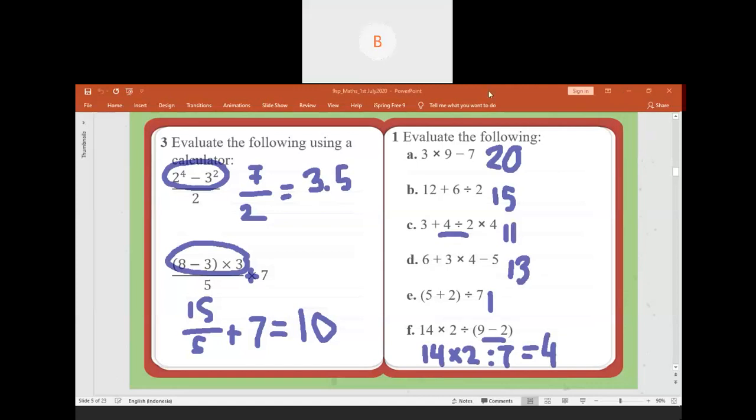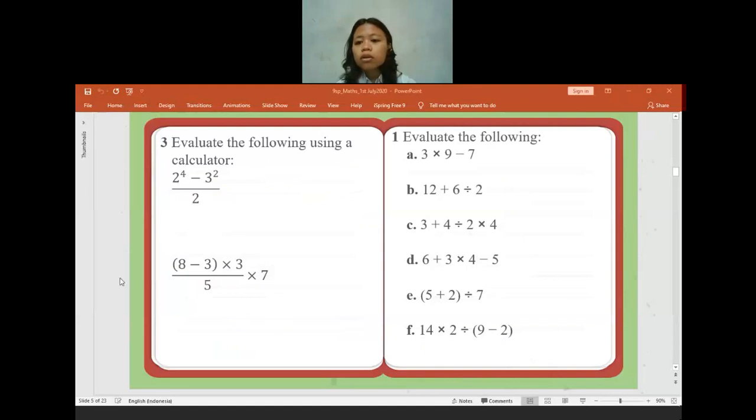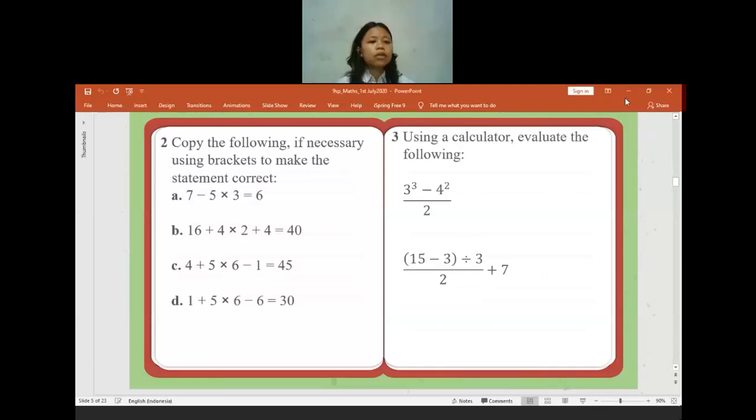Okay, if no one is confused, let us move to question 2. Is someone going to say something before? No? No, teacher. Okay then. Okay, wait. My slide is not moving. Okay, let us continue to question 2.